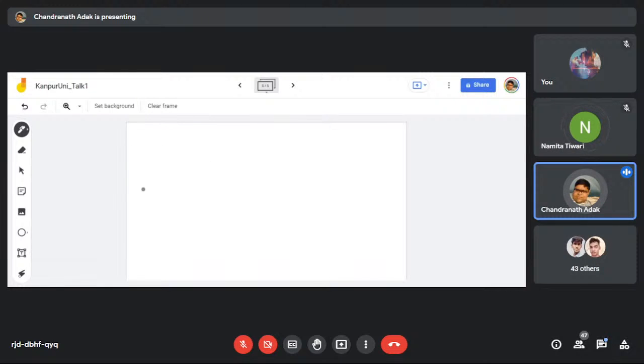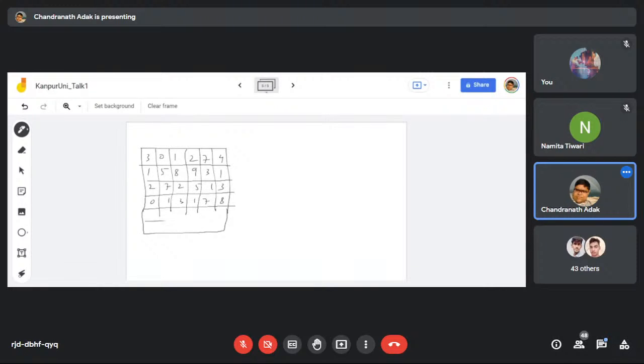Similarly, I am taking one data matrix, which represents one image. The first row is 3, 0, 1, 2, 7, 4, and after that some values are there, say 4, 6 to 8, and say 2, 4, 5, 2, 3. Some arbitrary values I have taken.